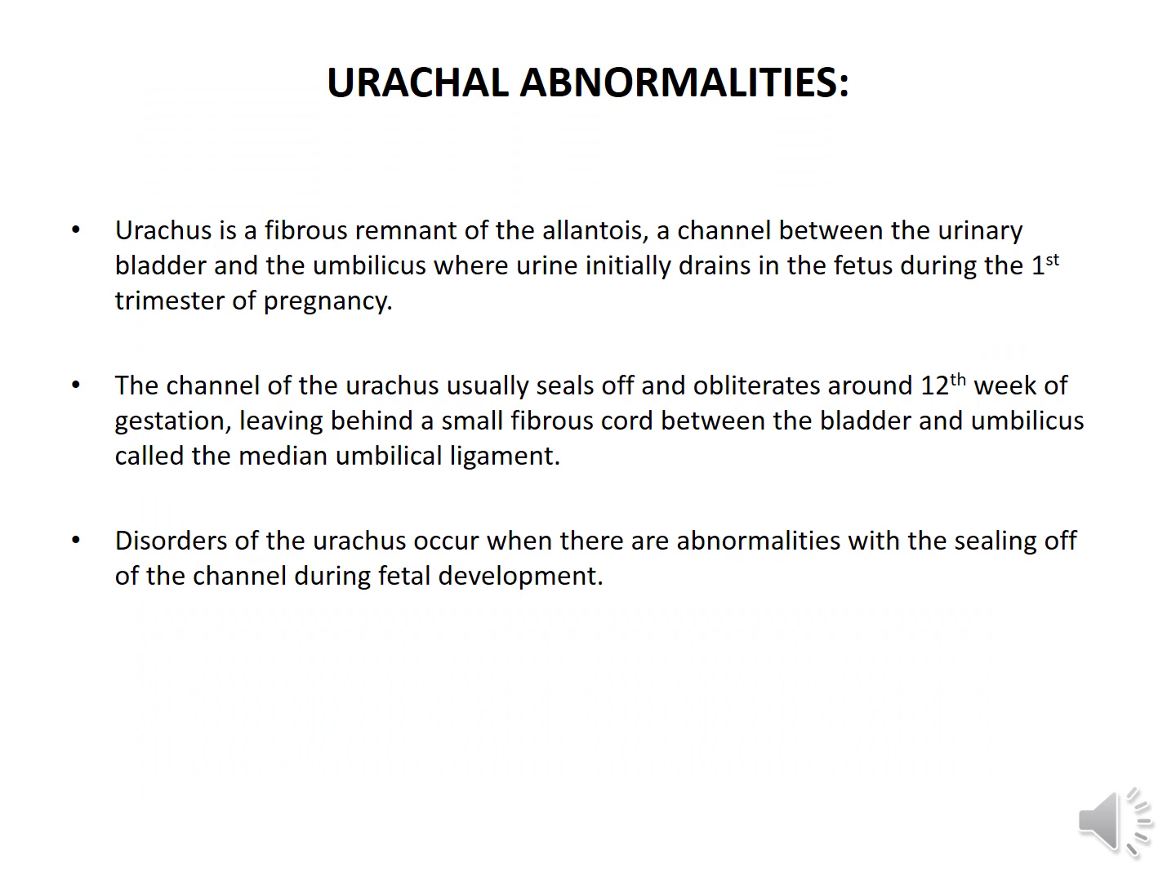So next we have urachal abnormalities. The urachus is a fibrous remnant of the allantois, which is a channel between the urinary bladder and the umbilicus, where the urine initially drains in the fetus during the first trimester of pregnancy. The channel of the urachus usually seals off and obliterates around the 12th week of gestation, which leaves behind a small fibrous cord between the urinary bladder and the umbilicus, called the median umbilical ligament.